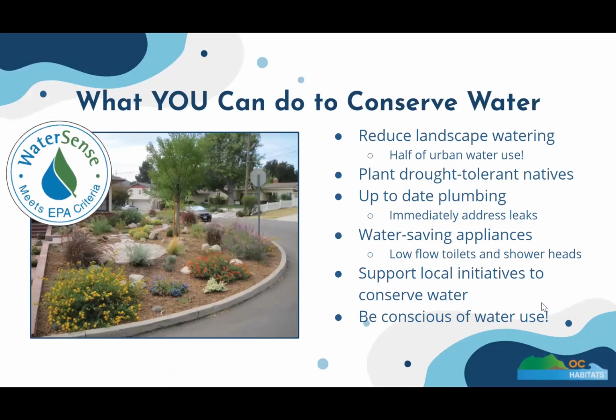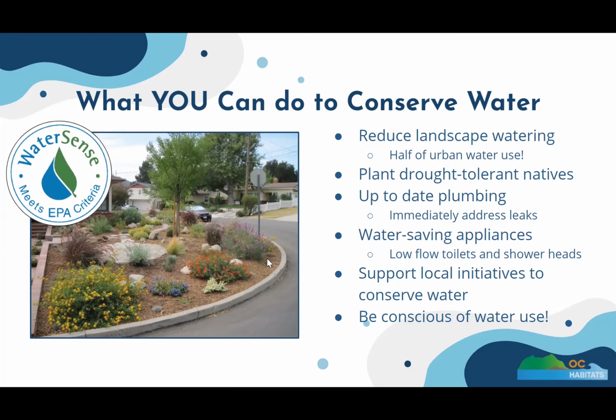The biggest thing you can do is to change your landscape watering and try to reduce it, because half of urban water use goes to watering our lawns and things like that. One way you can do this is by planting drought tolerant natives. As you can see in this photo, we've got all of those nice native plants that are adjusted to the dry climate that we have. They're not going to need as much water, and they can actually be really beautiful. So that is a great option.